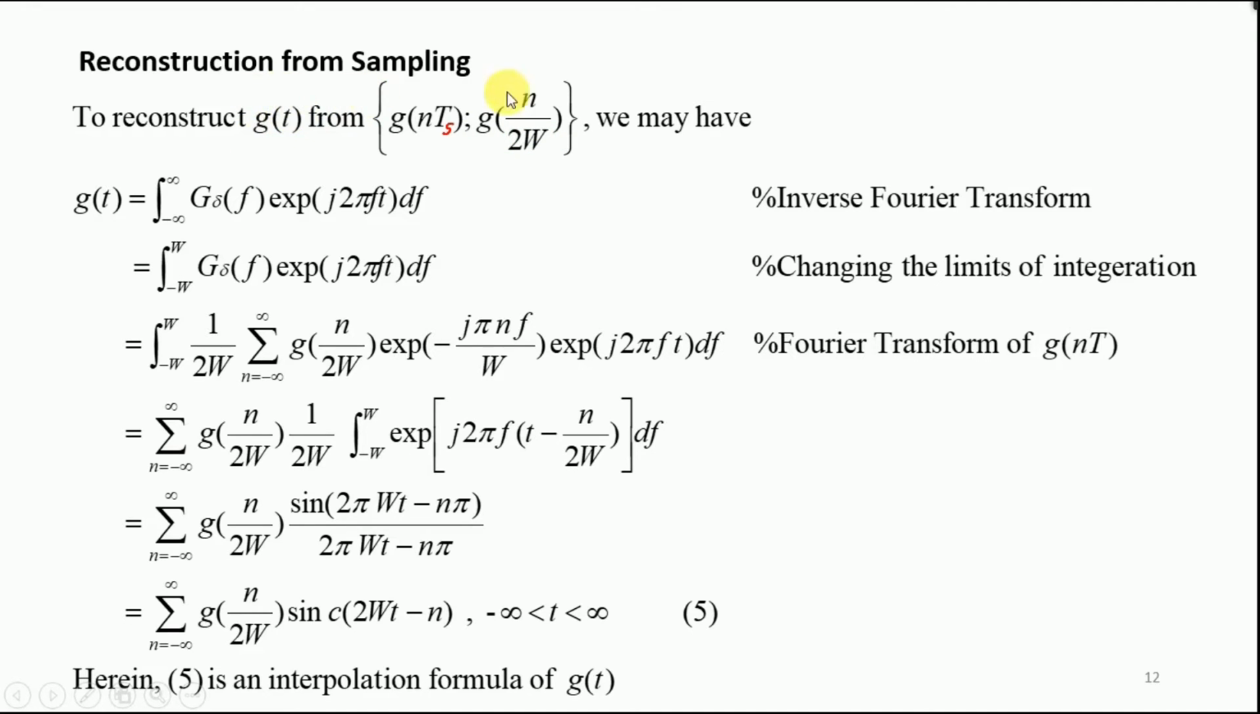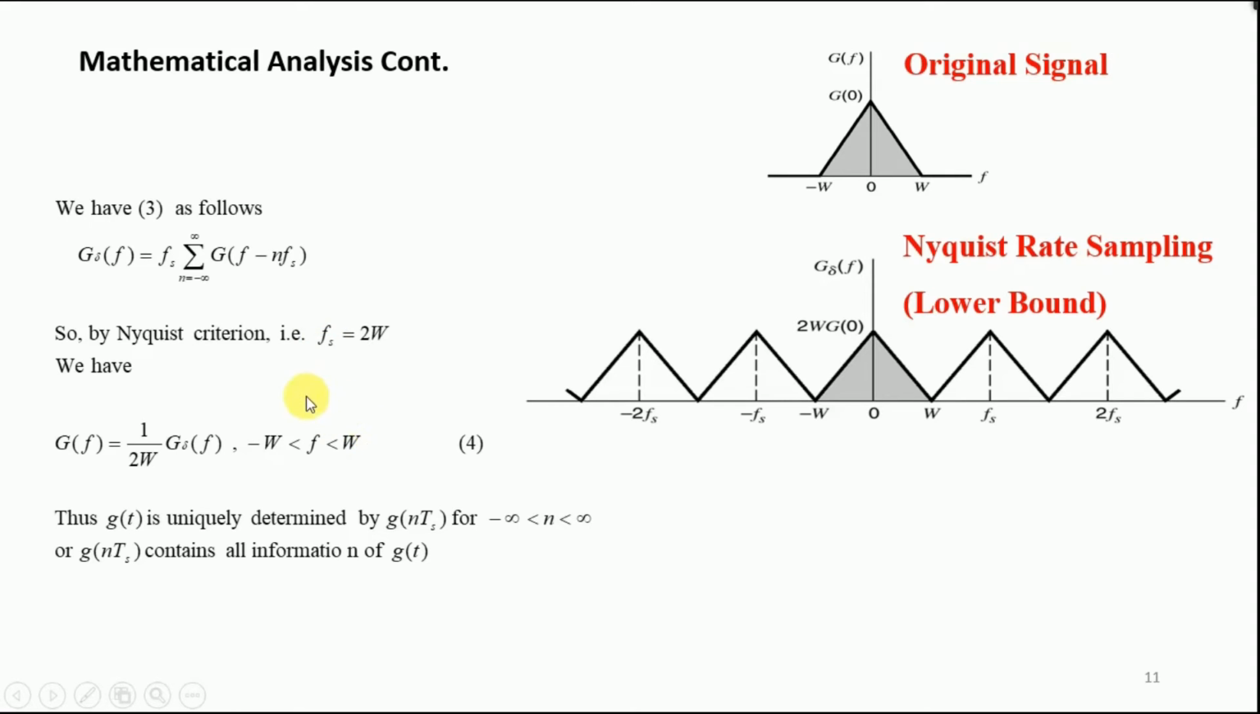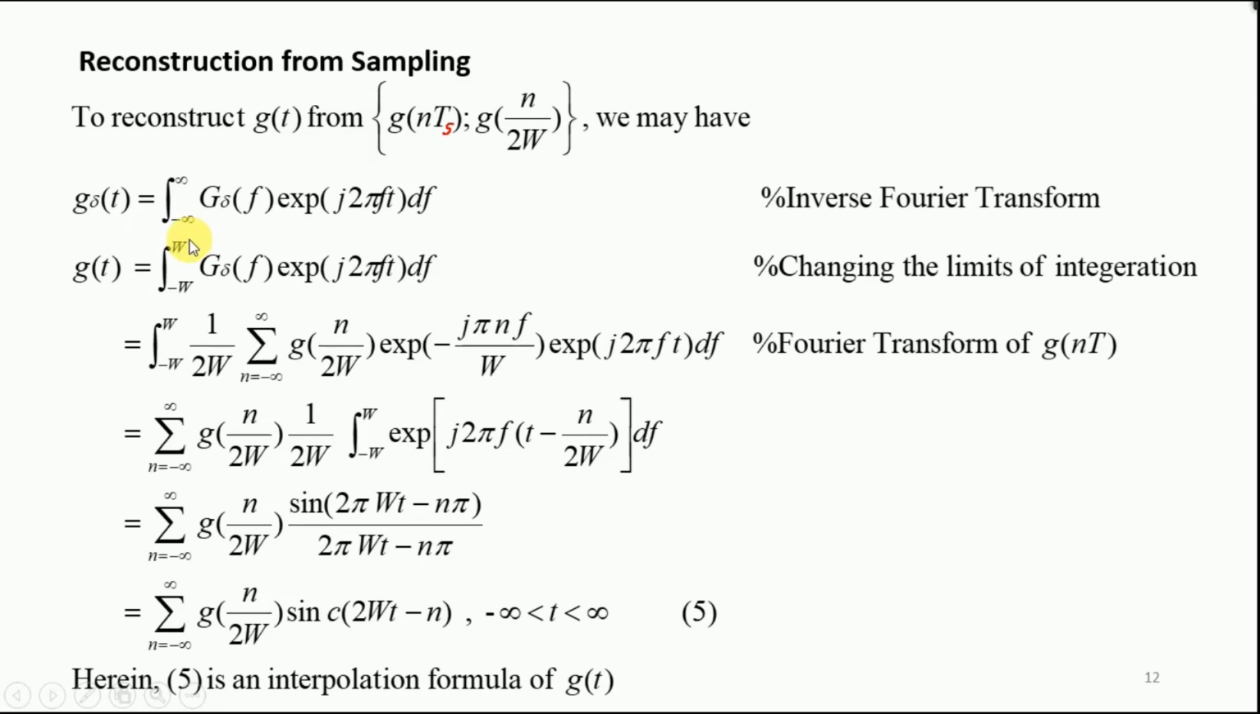So in order to reconstruct g of t from the sampled version, this can be done by means of the following derivation. So starting with the inverse Fourier transform of the sampled signal, right? G delta of f. So we take the inverse Fourier transform to achieve small g delta of t, whereas we would have exponential j2 pi ft from the inverse Fourier transform, and the integration is from minus infinity to infinity. So we will change the limits of integration as per the Nyquist criterion, which says that f should be between minus w and w. So by changing the limits of integration from minus infinity to infinity into minus w to w as per the Nyquist criterion, we go from g delta of t, the sampled version, to a recovered g of t, right? And the rest of the expression is as is.